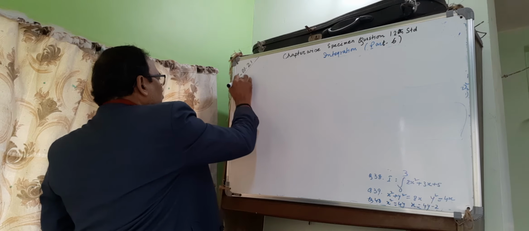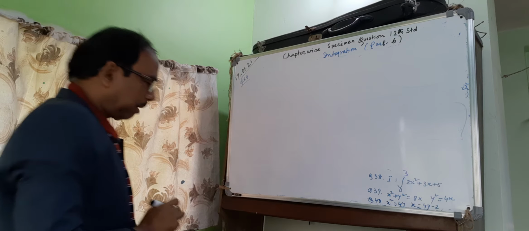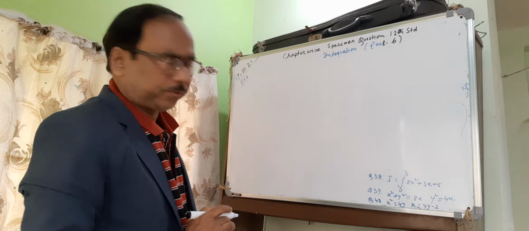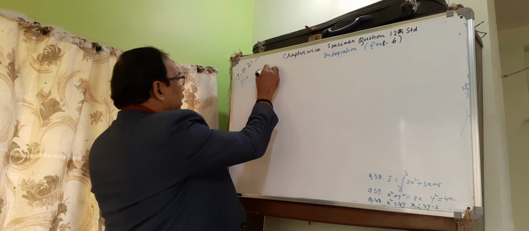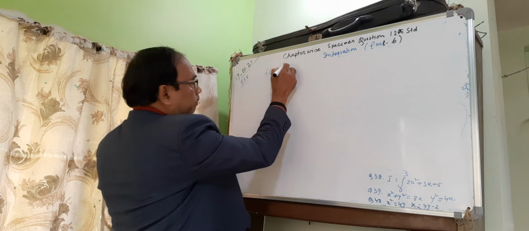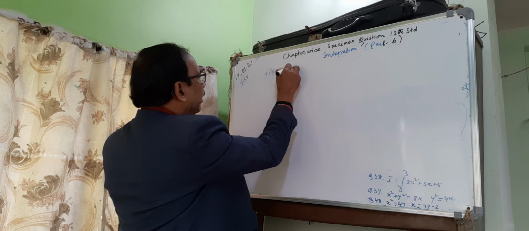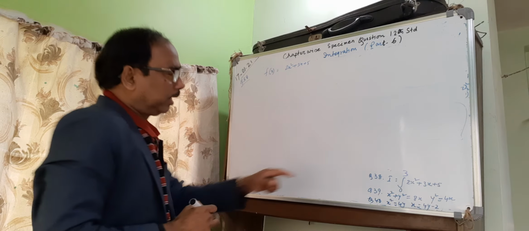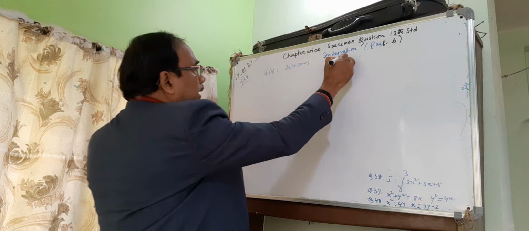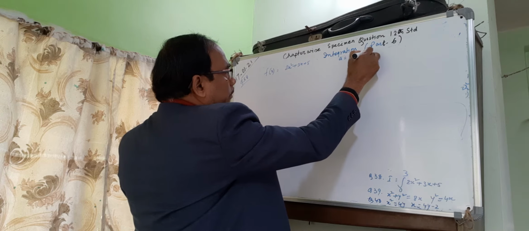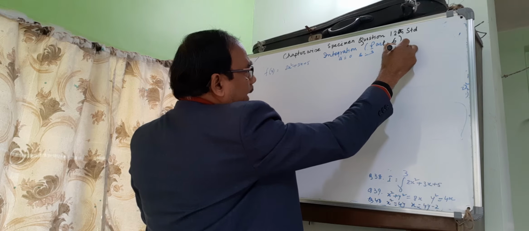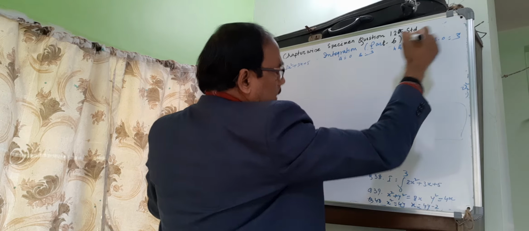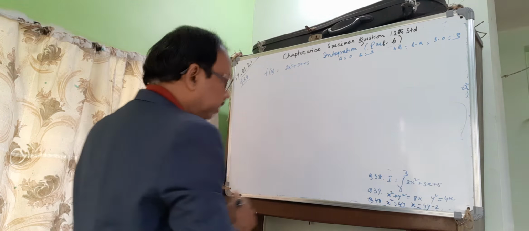Here, question number 38. Another sum from limit of a sum. Question number 38 is f(x) equals 2x square plus 3x plus 5, limit a to b. Here a is 0, b is 3, so nh is b minus a, that is 3 minus 0, that is 3. So nh value is coming 3.